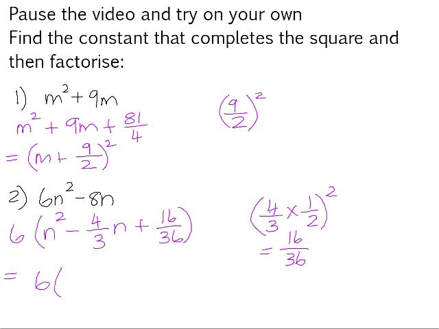And that will now factorize into n. It'll be a negative in the middle, and the square root of 16 over 36 is 4 over 6, all squared.